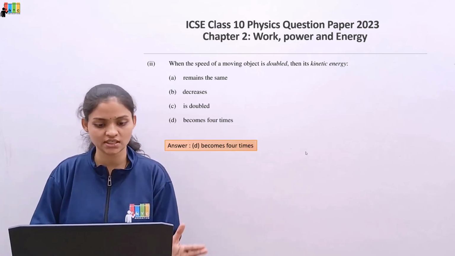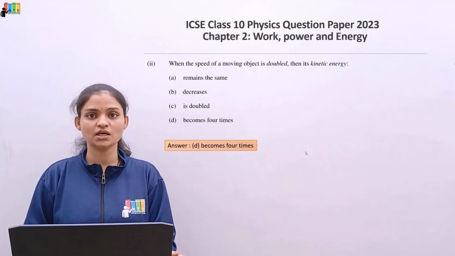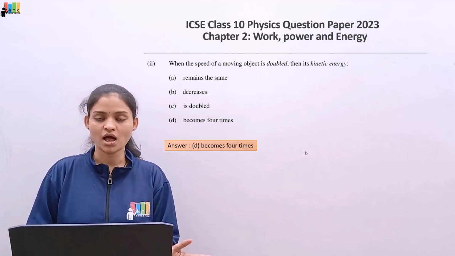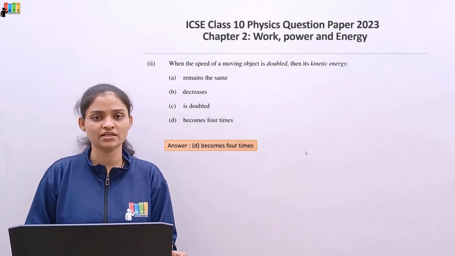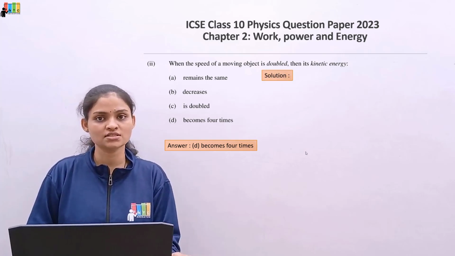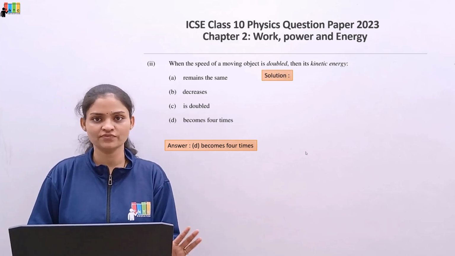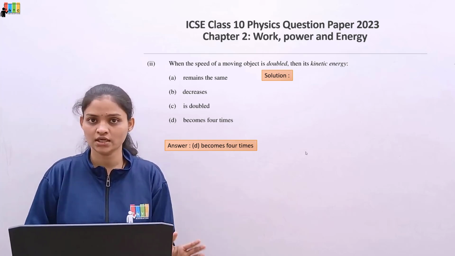Answer is option D. Correct answer is option D. It becomes 4 times. So how? If you know the basic concept of kinetic energy, what is the formula? So kinetic energy is 1 by 2 mv square. Now what is asked? If the speed is doubled.